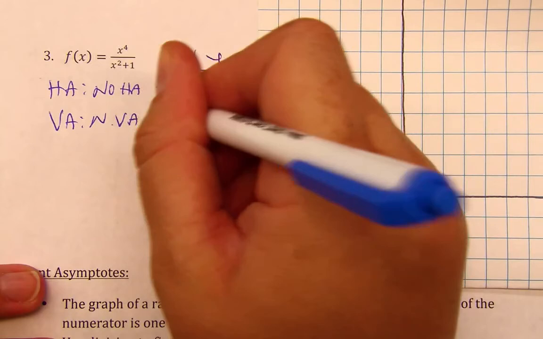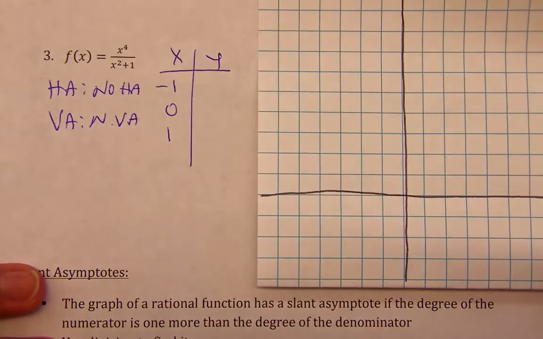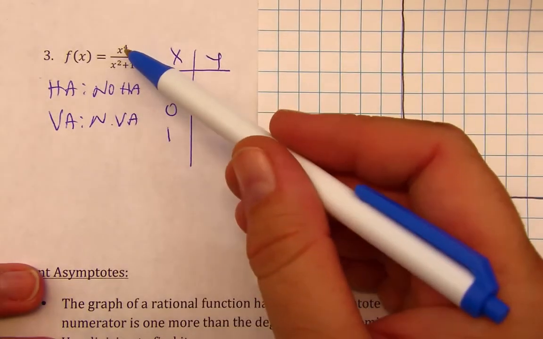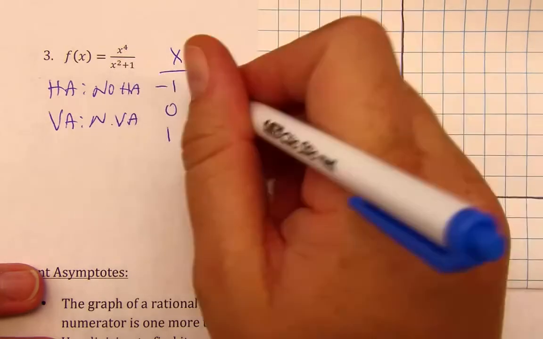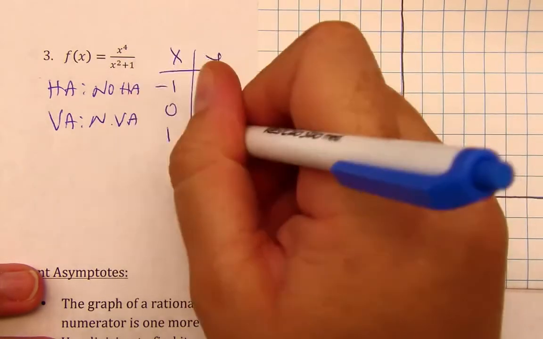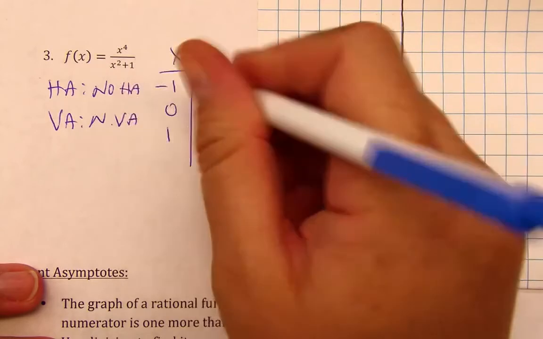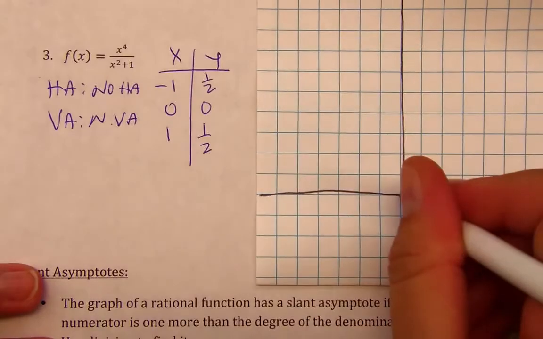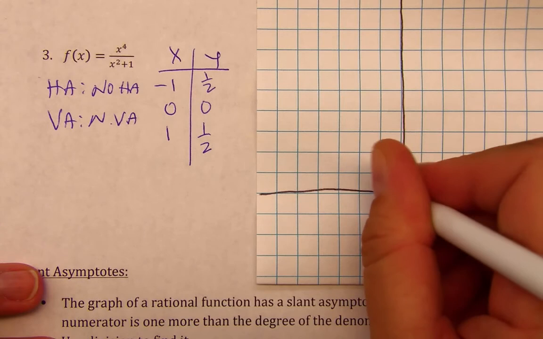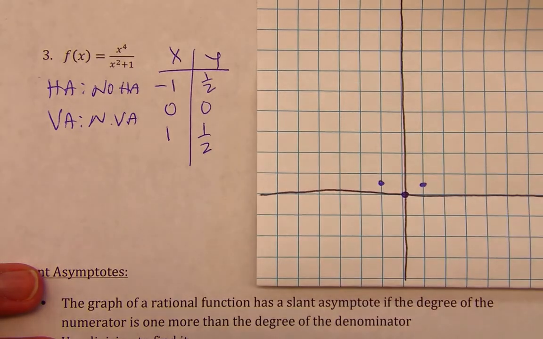Let's try negative 1, 0, and 1. So plugging in negative 1, negative 1 will give me a 1 on the top and a 2 on the bottom, so 1/2. And positive 1 will give me the same thing. Plugging in 0 will give me 0. So let's plot what we have so far. So that's what we know so far.